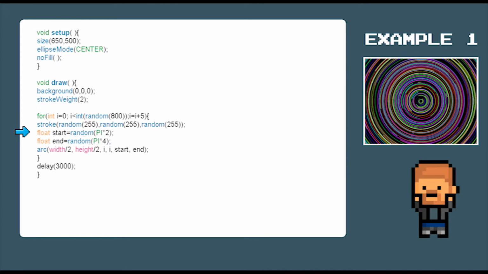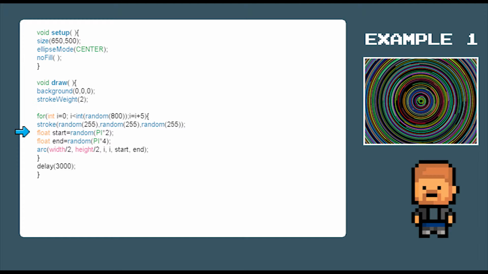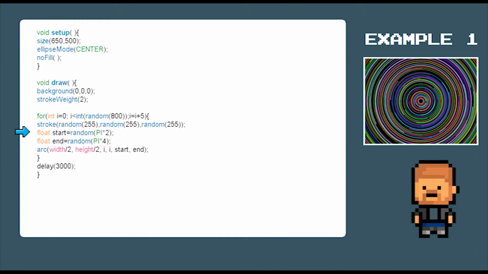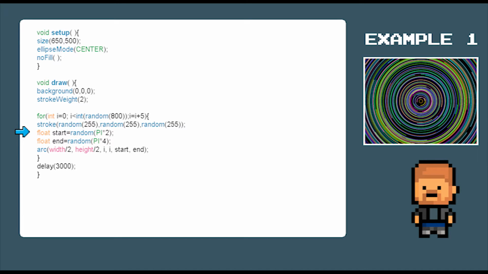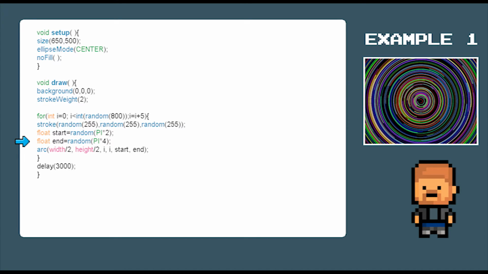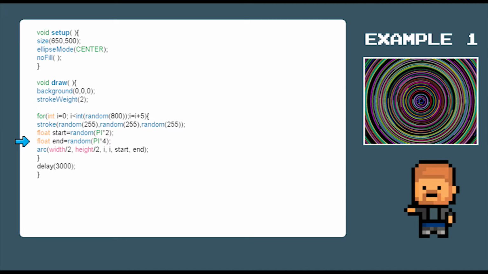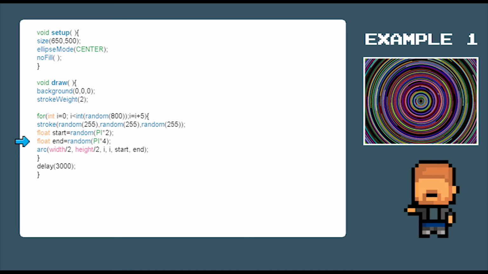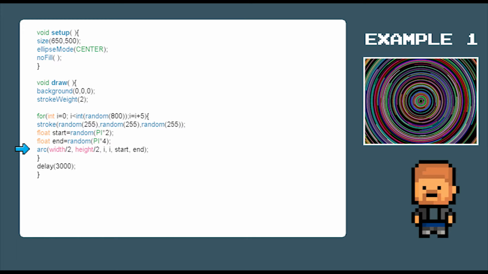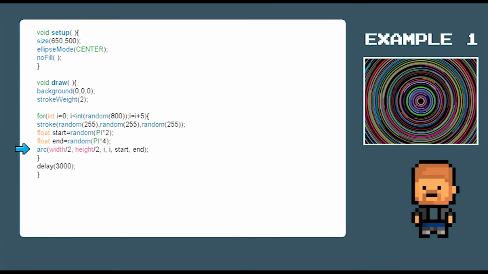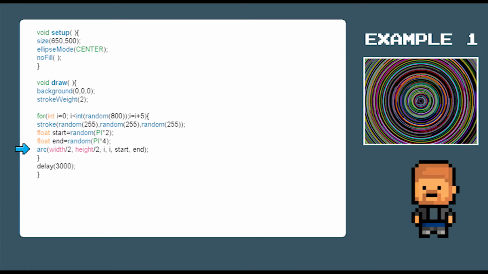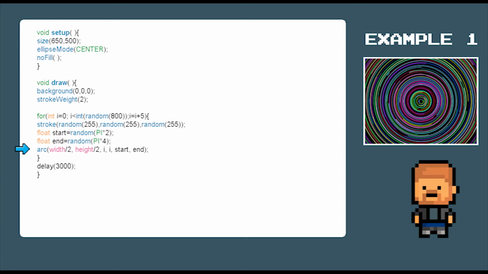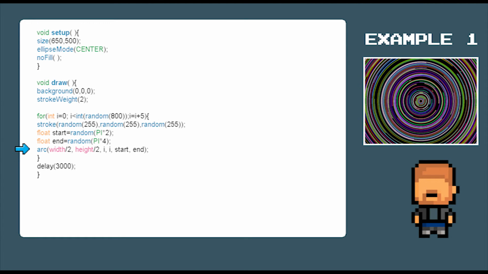We now need to create a random start and end point for our arcs. So we use float start = random(PI * 2), which creates a random number between 0 and PI times 2. We also need to create an end. So we use float end = random(PI * 4), a random number between 0 and PI times 4. We now draw the arc with its center at the center of our screen. Its size is determined by the i variable, which is increasing by 5 steps around the loop. And it uses the randomly generated start and end points we created above.